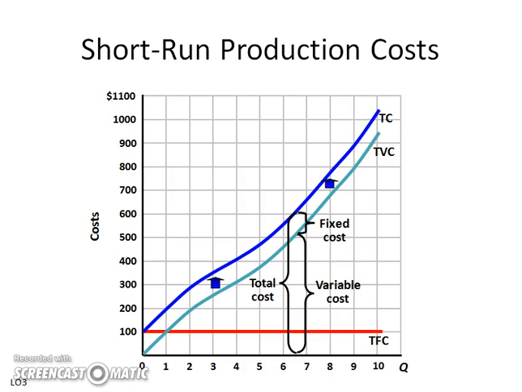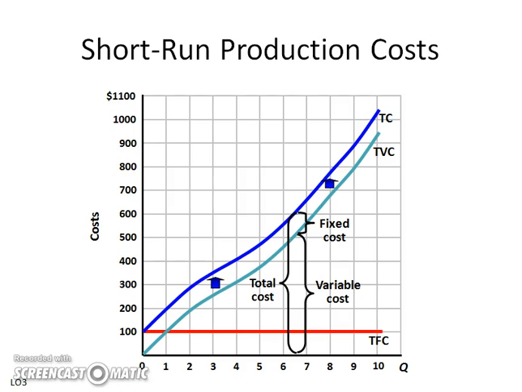Here we see the short-run production costs. The red line is the total fixed cost. At this point it's 100. It's always the same because it's fixed. The light blue line are our total variable costs. These are the costs that increase as production increases. The dark blue line is our total cost.